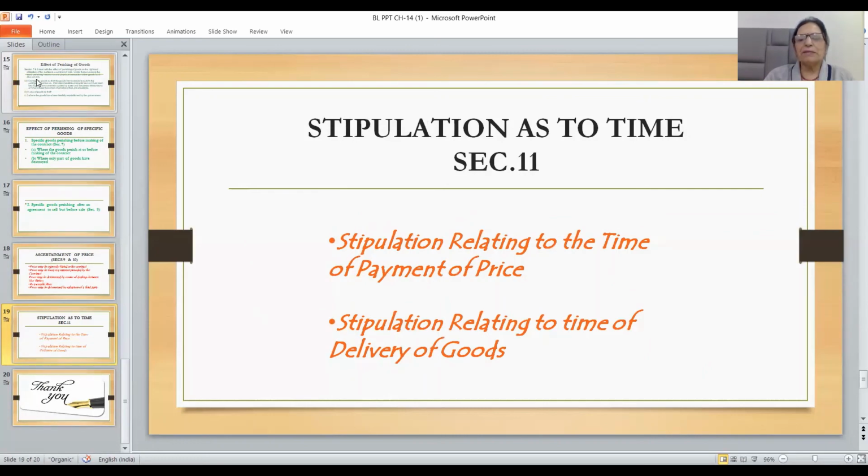If the time has been specified by the seller regarding delivery of goods, then it becomes a duty of the seller. He must deliver the goods within the specified time. If he fails to deliver the goods within the specified time, then the buyer will have the right to put an end to the contract. The buyer will have the right to avoid the contract. So friends, this is all about the Sale of Goods Act, chapter number 14.